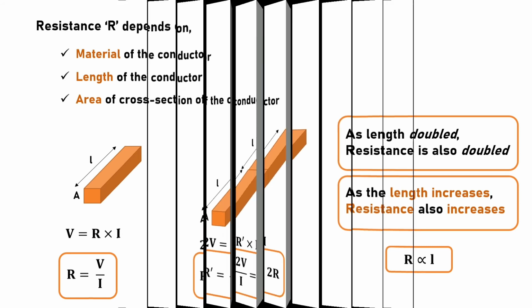Now let's discuss what happens when the area of cross section increases. Let's consider a conductor and another conductor placed just above it, which has the same area of cross section and same length. Remember, when conductors are connected in parallel, there is a division of electric current. In this case, the current will double. Therefore, we can write V equals R double dash into 2I, where R double dash is the resistance offered in this case. That can be written as V divided by 2I.